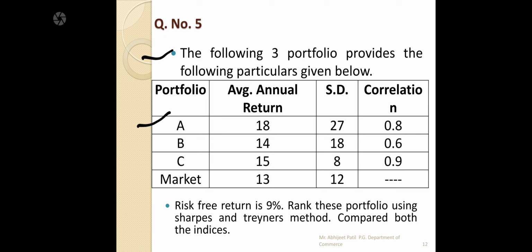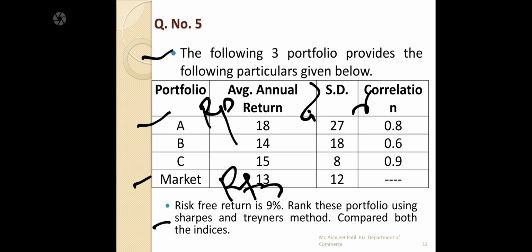See, the 3 stocks A, B, C and the market are given. Average annual return is given, so it is nothing but your portfolio return only. Standard deviation is given, and here correlation is given, and the risk-free rate of return is 9%. So the RF value is given, that is 9%. Rank these portfolios using Sharpe and Treynor and compare the indices.